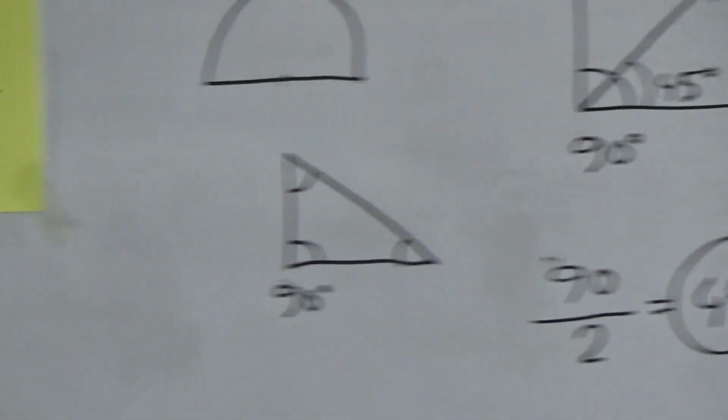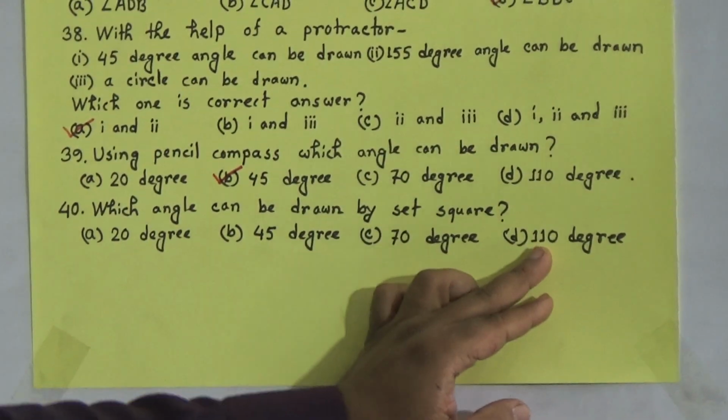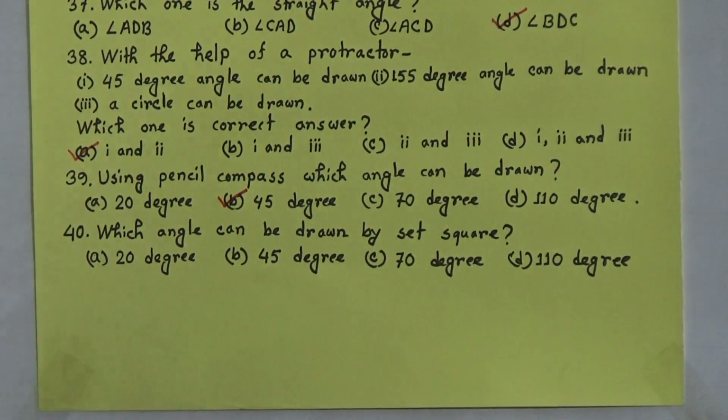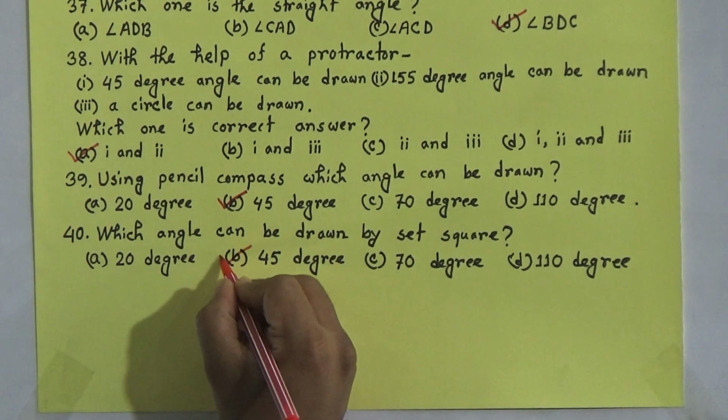So option test: option A is 20, option B is 45, option C is 70, and option D says 110. Our answer will be 45 degrees. That means option B will be our answer.